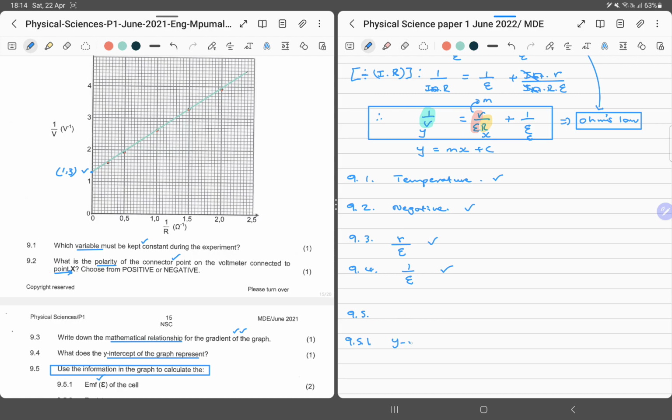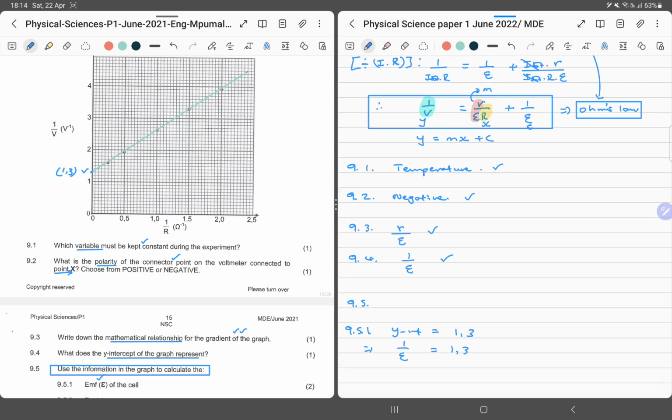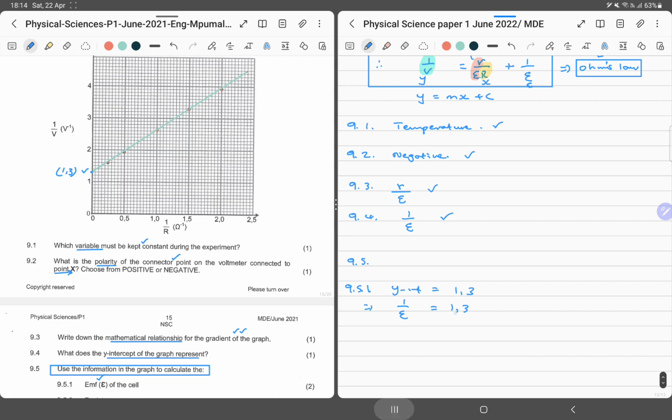So we can say y-intercept is equal to 1.3. This implies that 1 over EMF is equal to 1.3, isn't it? Because that's the y-intercept, the constant. Then here this is over 1, and then you do your mathematical gymnastics there. We can say therefore E is going to be 1 divided by 1.3. Let's get that value right there. 1 divided by 1.3.